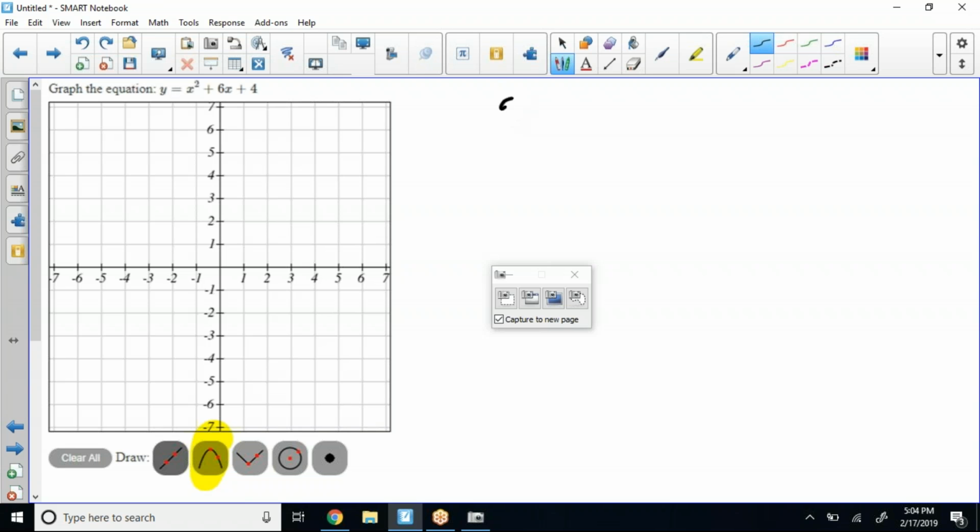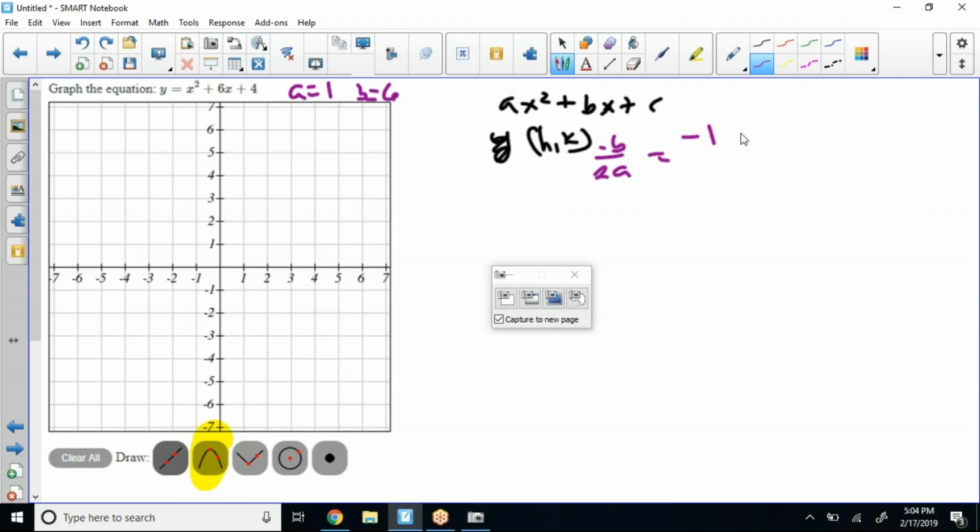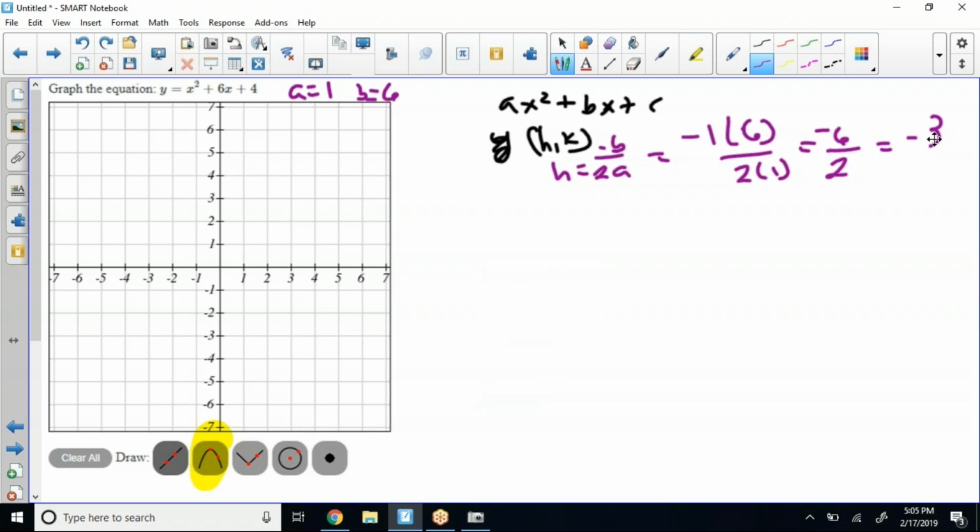I've got it in ax squared plus bx plus c form, and I don't need to put it in that form. I need to find the h and the k. So what I'm going to do is this: a equals 1, b equals 6. So negative b over 2a is the h, right? So -1 times 6 over 2 times 1, so that's -6 over 2, which is -3, right? So that gives me the vertex. Well, not yet. It gives me the h value.